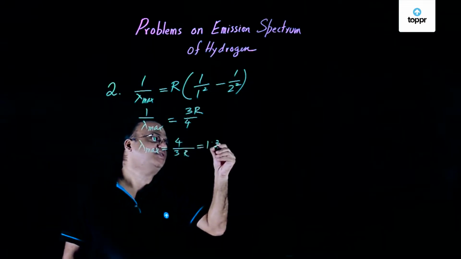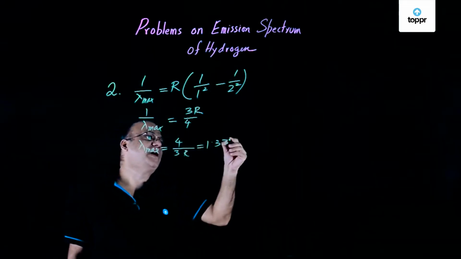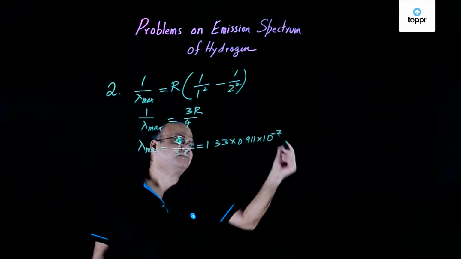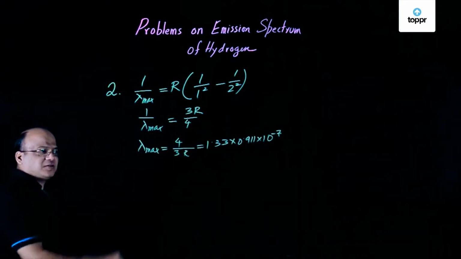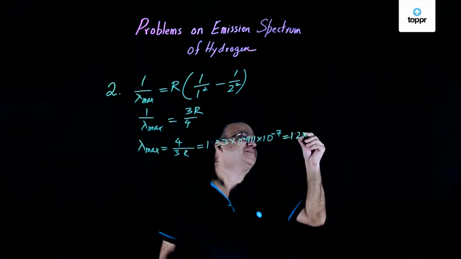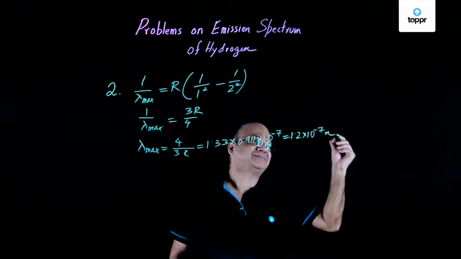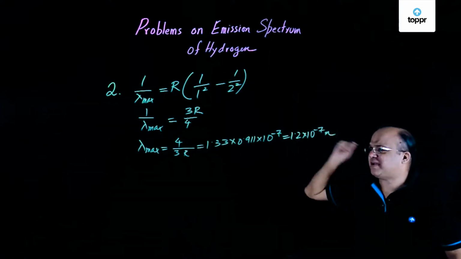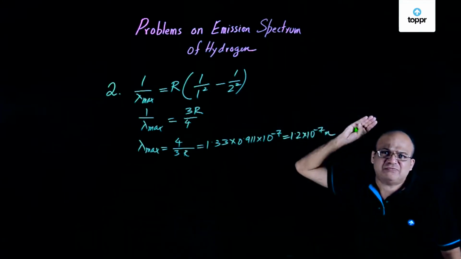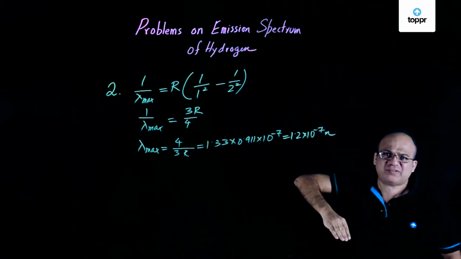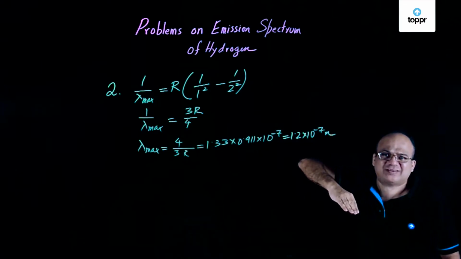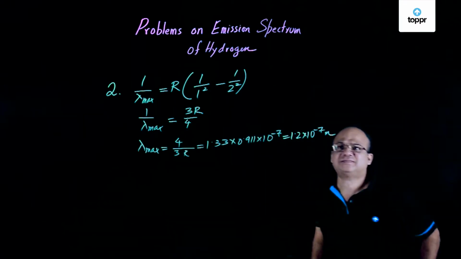This is 1.33, multiplied by 1 by R, that is 0.911 into 10 to the power minus 7. If you calculate, we get approximately 1.2 into 10 to the power minus 7 meters. So this is lambda maximum. Lambda maximum means frequency minimum. Frequency minimum means energy difference minimum. Energy difference minimum means jumping from the next higher orbit. And that's how we get this answer.